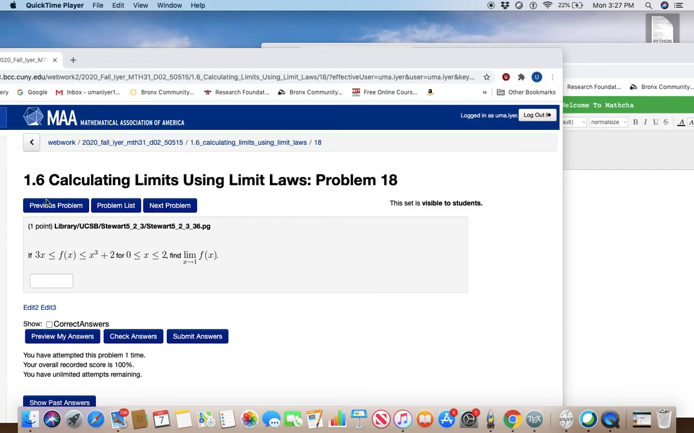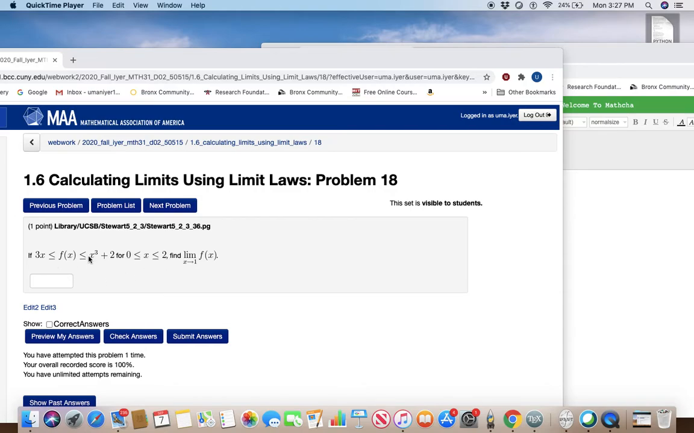So problem 18, section 1.6: if f(x) is between 3x and x cubed plus 2 for 0 ≤ x ≤ 2, find the limit as x approaches 1 of f(x). Well, look at that. x is approaching 1 and the interval of interest is between 0 and 2. 1 definitely lives here, so it's a good interval.